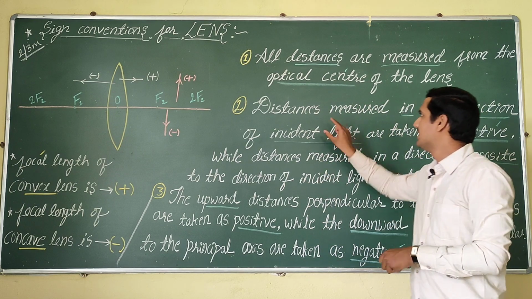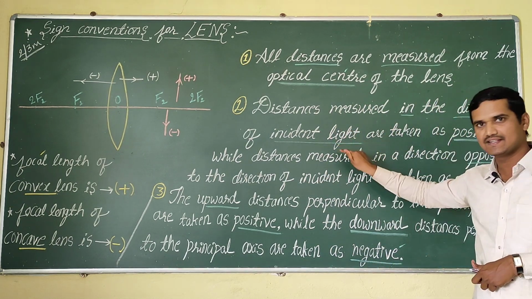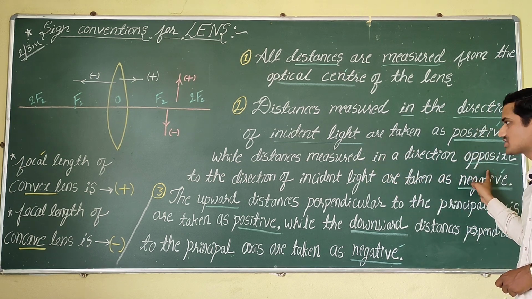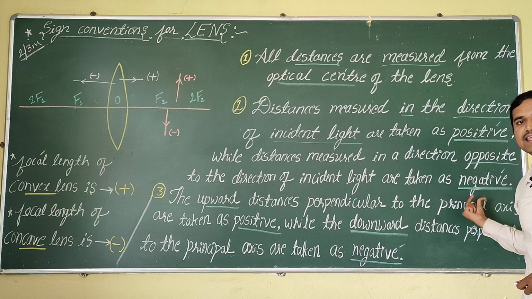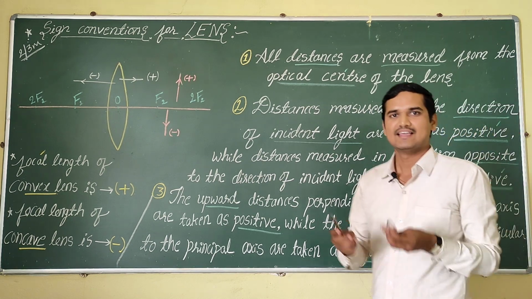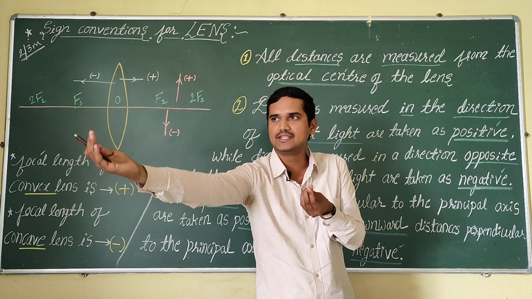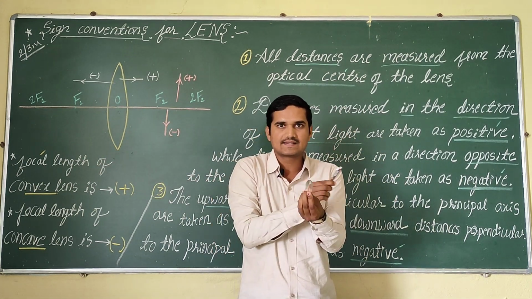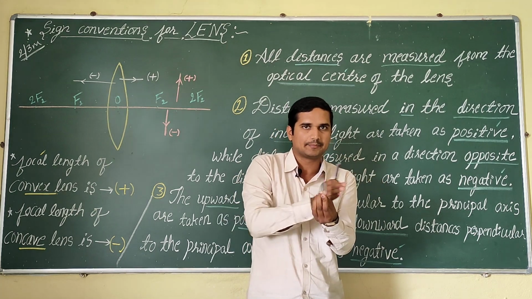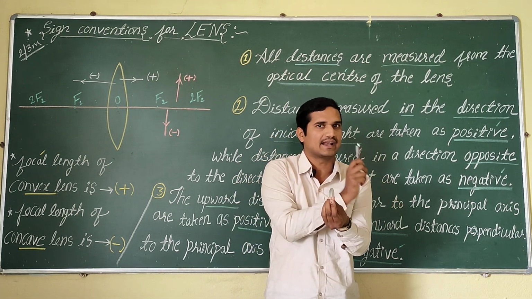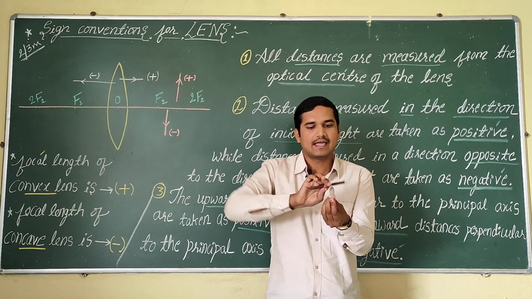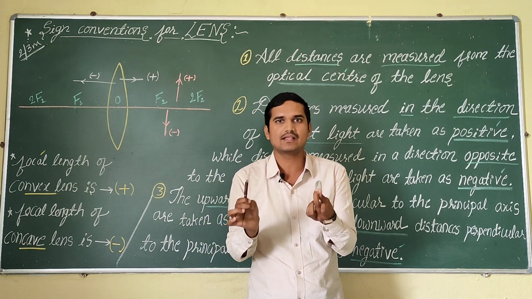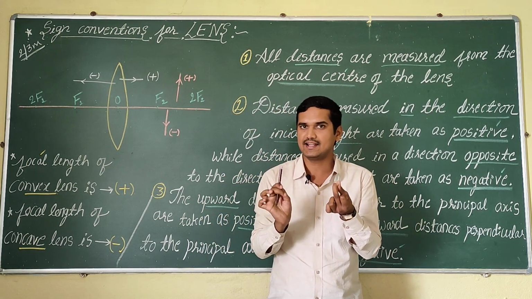The second rule says that the distances measured in the direction of the incident light are taken as positive, while the distances measured in the direction opposite to the direction of incident light are taken as negative. Very simple. Suppose the light is entering in this direction, and the object is here. The distances measured in the direction of the light should be taken as positive, and if you are measuring in the opposite direction of the incident light, those distances should be taken as negative.